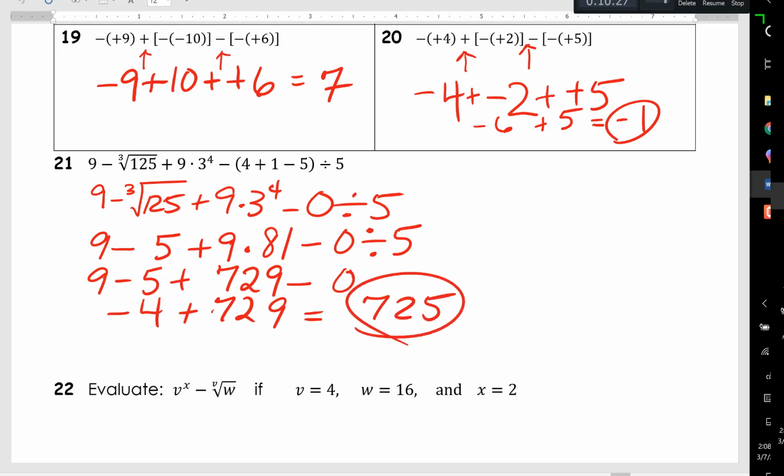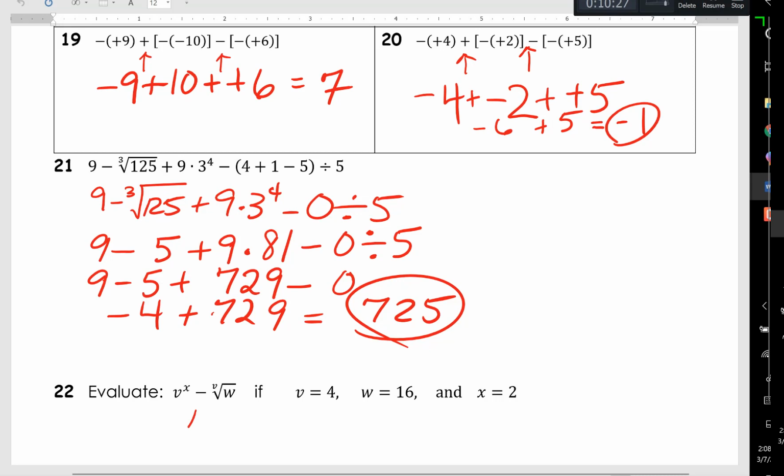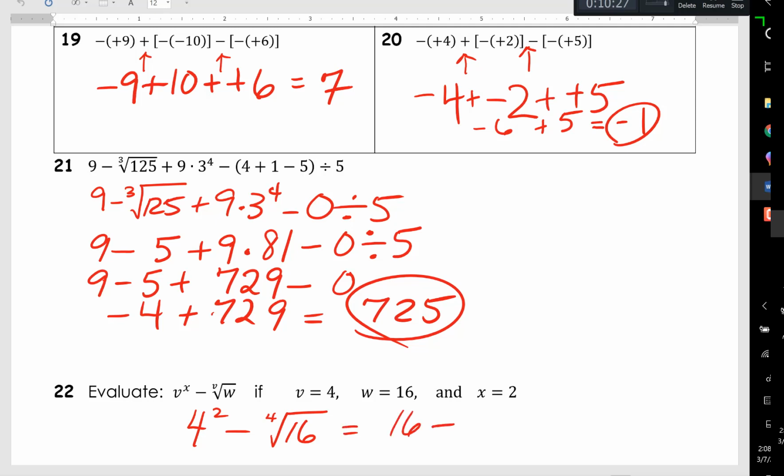And then down here at the bottom, we have to evaluate this expression. We're going to substitute everywhere we see a V, we're going to put a 4. Everywhere we see a W, we're going to put 16. And everywhere we see an X, we're going to put 2. So V to the X is 4 to the 2nd power. And then the Vth root of W is the 4th root of 16. So 4 squared is 16 minus the 4th root of 16 is 2, because 2 times 2 times 2 times 2 is 16. So 16 minus 2 is 14.